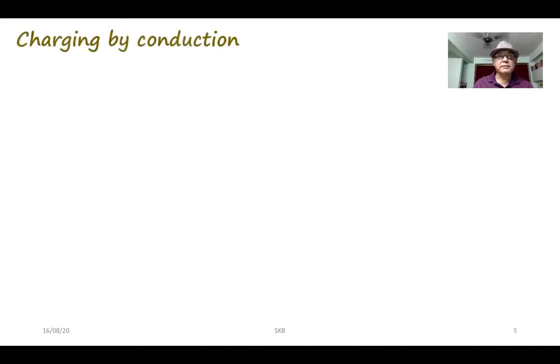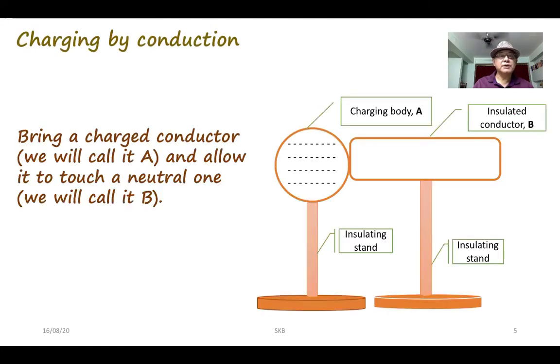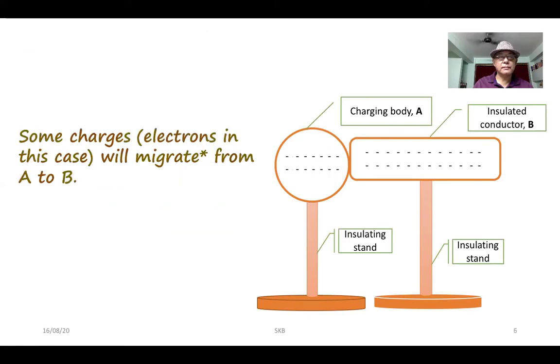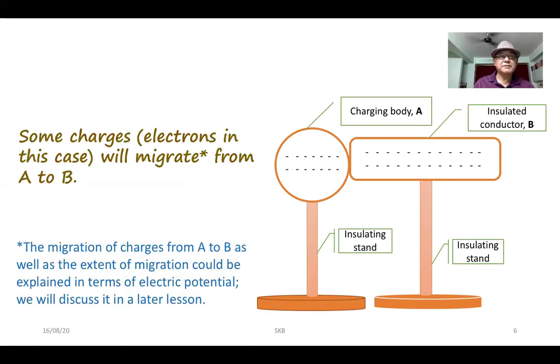So let us begin. Charging by conduction. Bring a charged conductor, we'll call it A, and allow it to touch a neutral one, we'll call it B. Here, a negatively charged conductor has been used. Some charges, electrons in this case, will migrate from A to B. With respect to the asterisks, the migration of charges from A to B, as well as the extent of migration, could be explained in terms of electric potential. We'll discuss it in a later lesson.